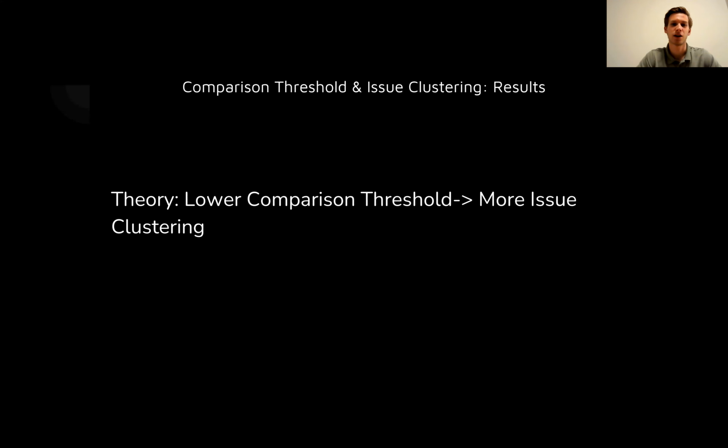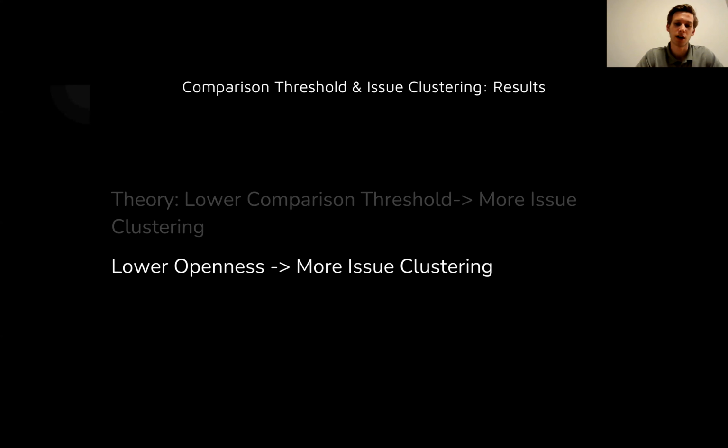And then next we had the comparison threshold and issue clustering hypothesis. So we hypothesized that lower comparison thresholds would actually result in more issue clustering, because if people were less open to changing their opinion because the comparison threshold was lower, you would actually see more clusters of issues. And this is something that we want to research more in the future, but we haven't been able to get to that yet. So we will be doing that this summer and then next fall as I continue my research.